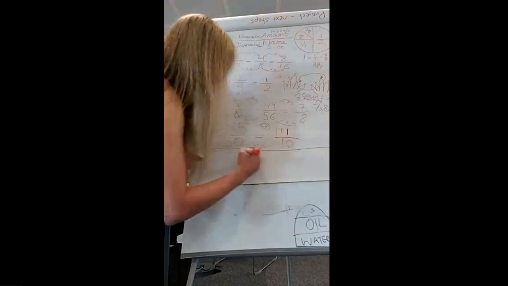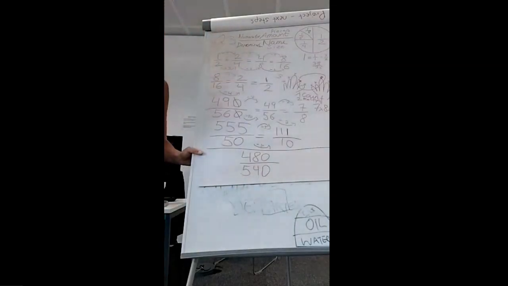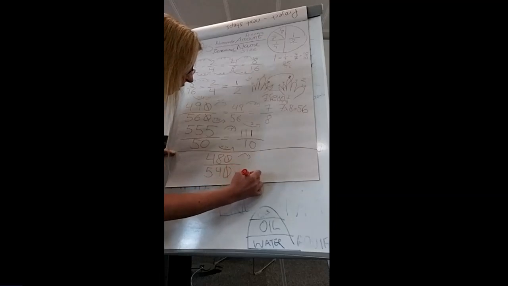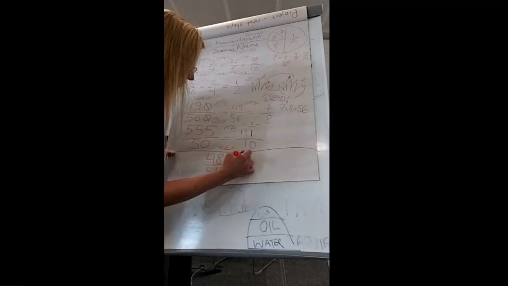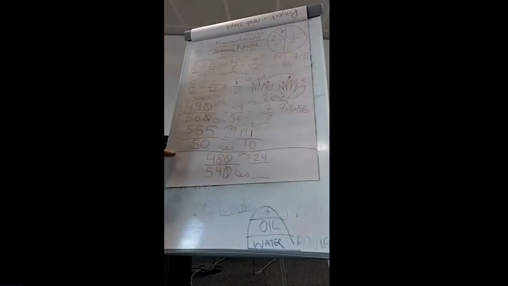Last one. 480 divided by 540. Divided by 10. And then? Let's use 2, the smaller one, to cancel it. So let's cancel it. Yeah. 2 goes into 48, 24. So you mean by 2? Yeah, by 2. So 48 divided by 2 is 24. And also 54 divided by 2 is 27.